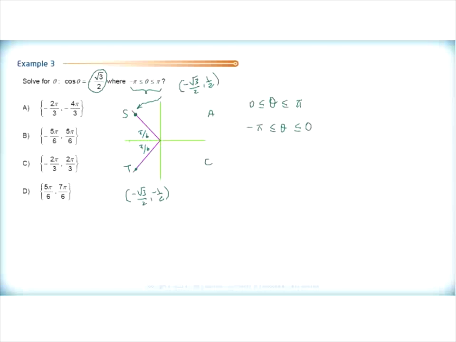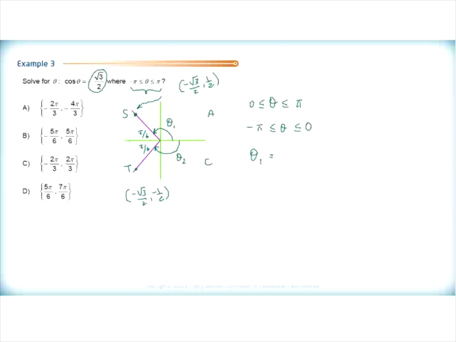But again, because theta is always measured from the positive x-axis, which is 0, I'm going to break this domain into two regions. Between 0 and pi, there's one answer. And between negative pi and 0, there's the other answer. So these are the two values of theta that I want. Let's call this theta 1 and let's call this theta 2.